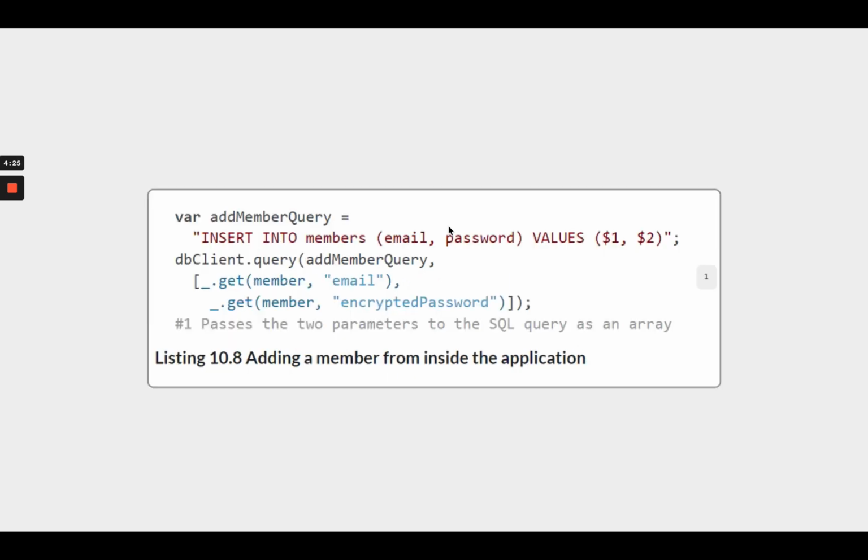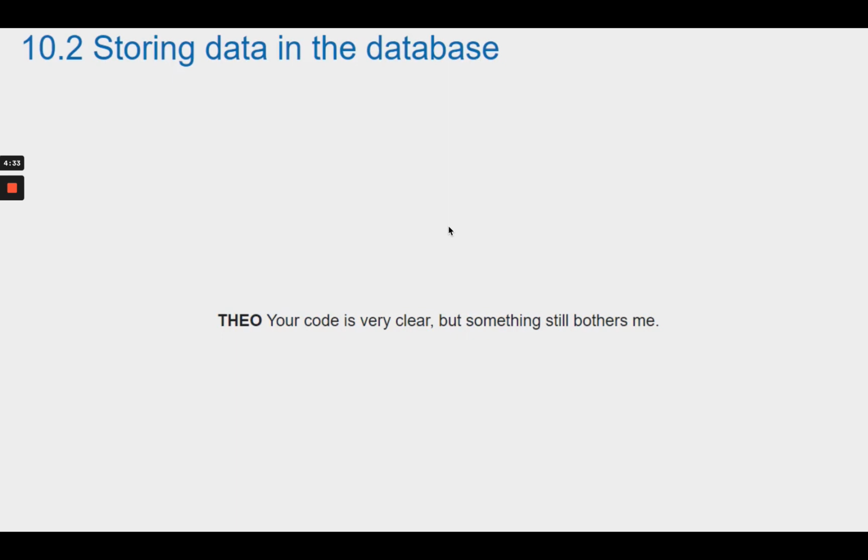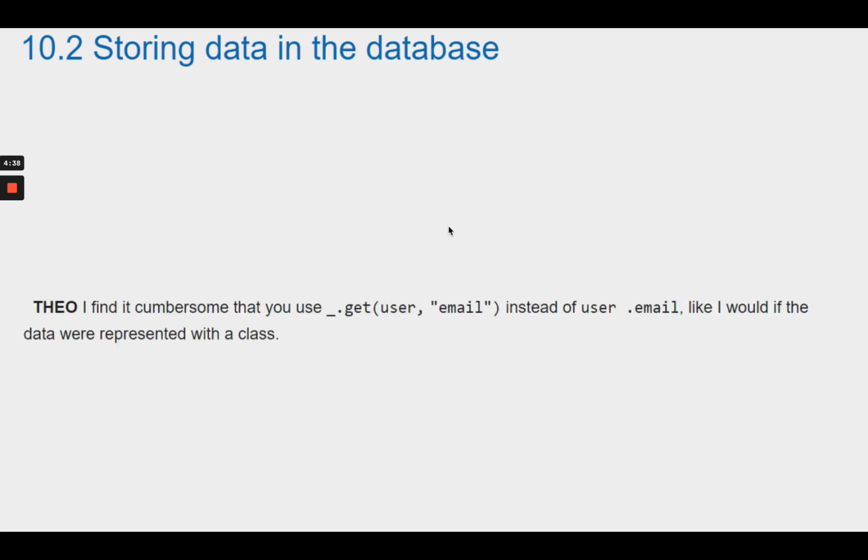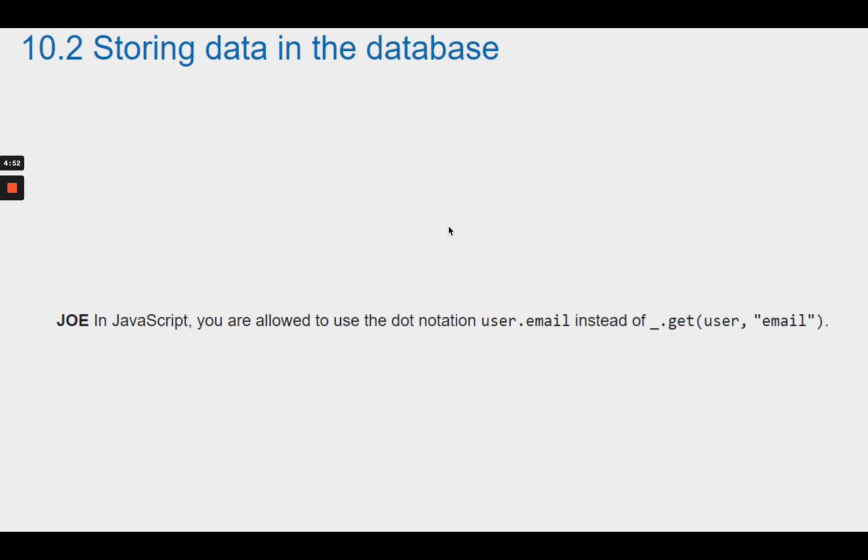Joe: Great. And here's how to integrate your SQL query in our application code. Theo: Your code is very clear, but something still bothers me. Joe: What is that? Theo: I find it cumbersome that you use _.get of user and string email instead of user.email, like I would if the data were represented with a class. Joe: In JavaScript, you are allowed to use the dot notation user.email instead of _.get of user and string email.